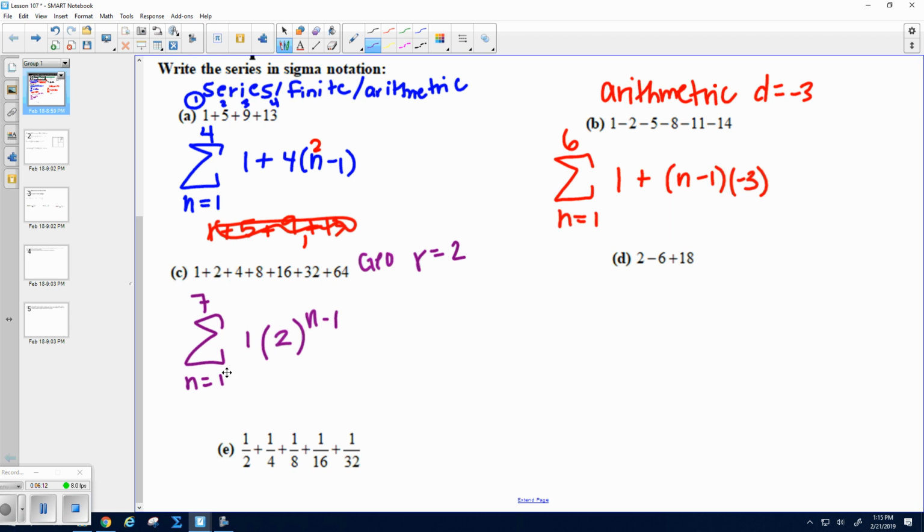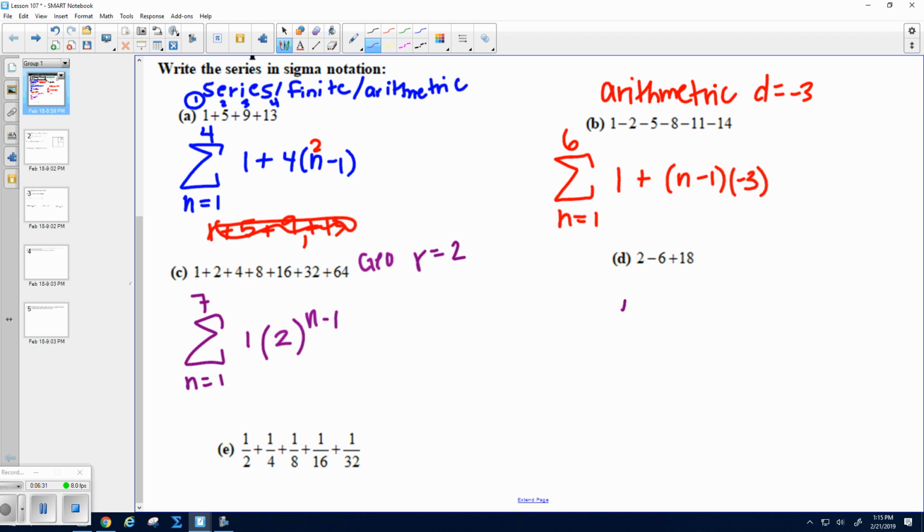Okay, again, how could I check it? I could plug in 1 and I better get 1. I could plug in 2 and I better get 2. I could plug in 3 and I better get 4. I can plug in 4 and I get 8, etc., all the way up to the 7th number. And again, you could check just checking the first and the last number and making sure those are right.